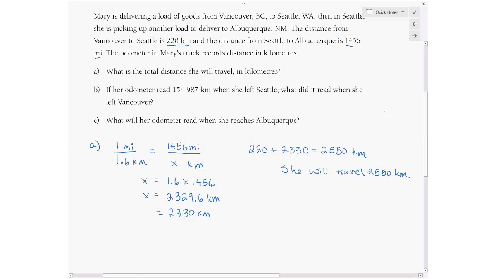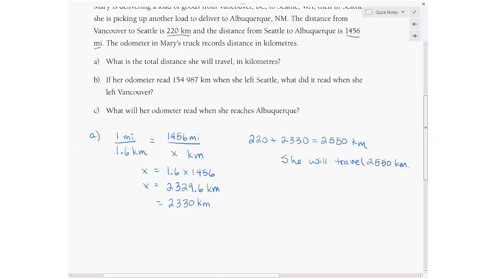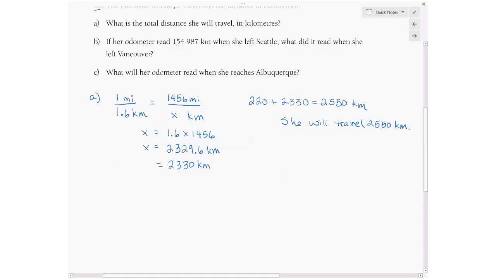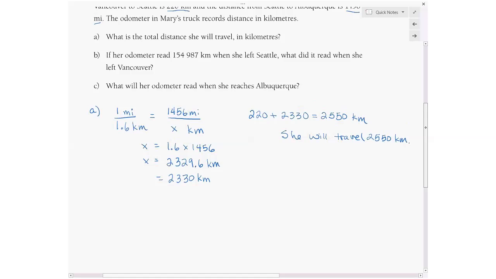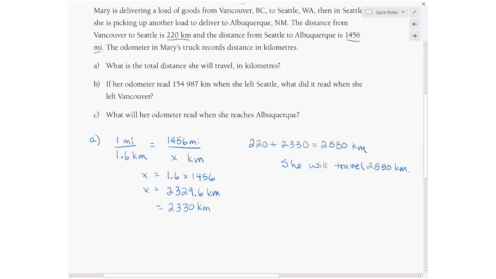Now, if her odometer read 154,987 kilometers when she left Seattle, what did it read when she left Vancouver? Okay, so let's see what that's asking. She went from Vancouver to Seattle, and then Seattle to Albuquerque. So when she left Seattle, she's only traveled 220 kilometers. We want to know what it read when she left Vancouver.